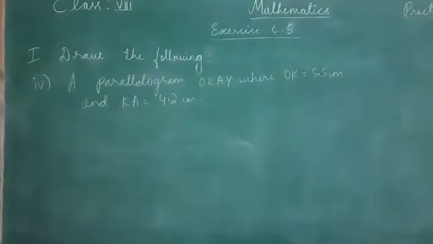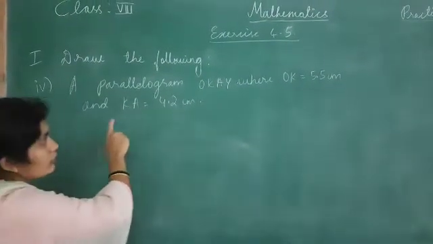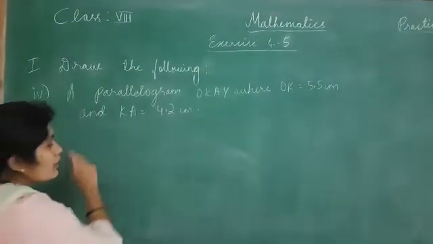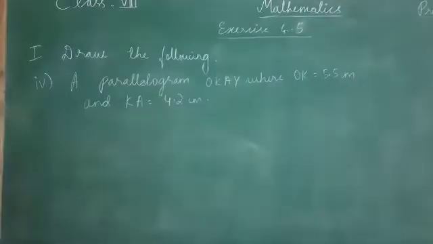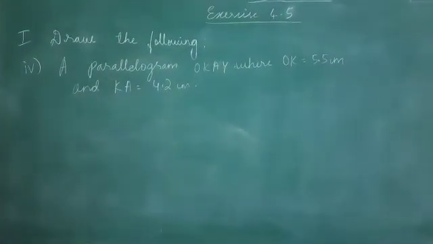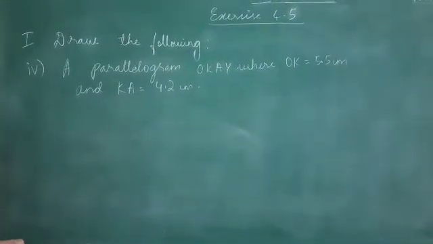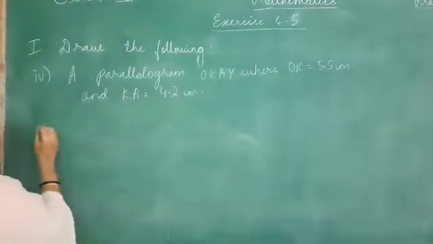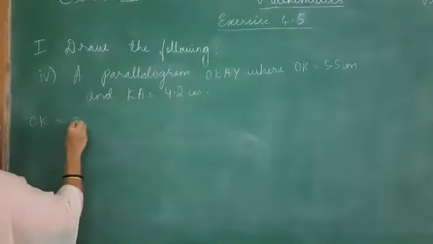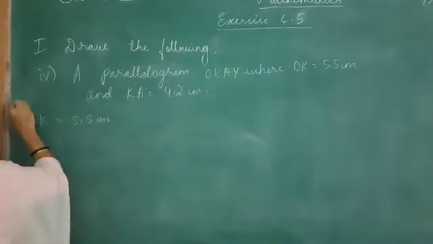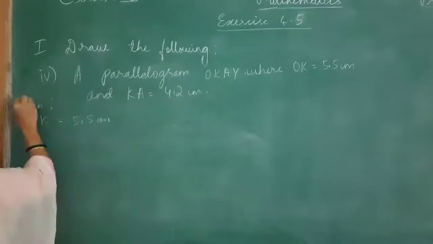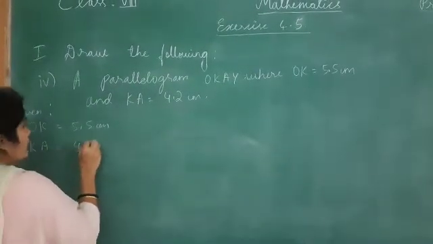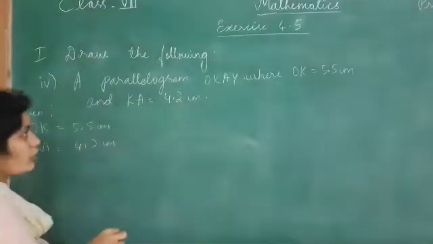Now let me continue with the fourth problem, that is a parallelogram OKAY, where OK is 5.5 cm and KA is 4.2 cm. As we all know, the property of the parallelogram says that opposite sides will be equal and parallel. So if adjacent sides are given, you can easily draw the parallelogram. OK is 5.5 cm. This is given. Always you should write the given data before starting your construction. KA is 4.2 cm. Now let me draw a rough sketch for you.